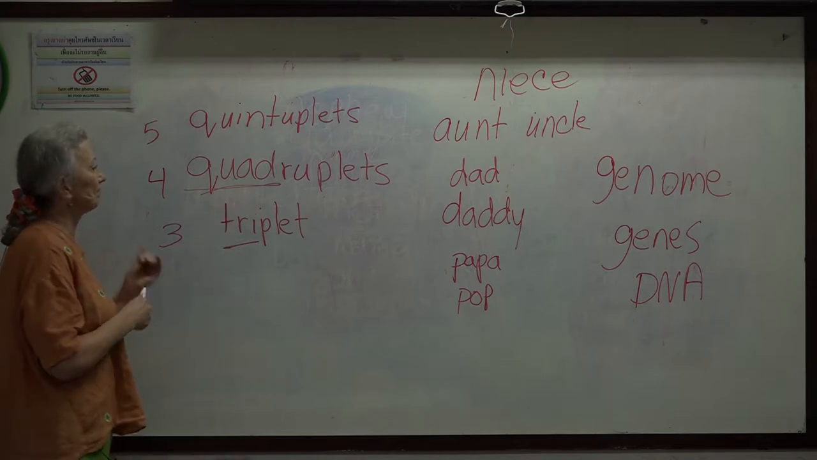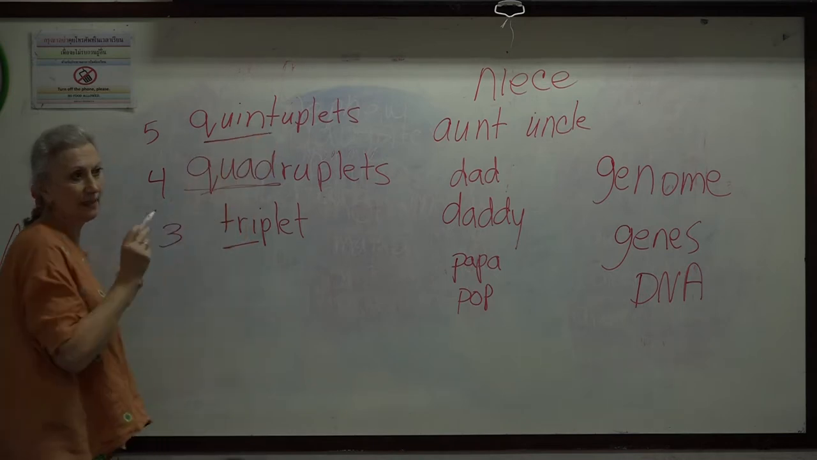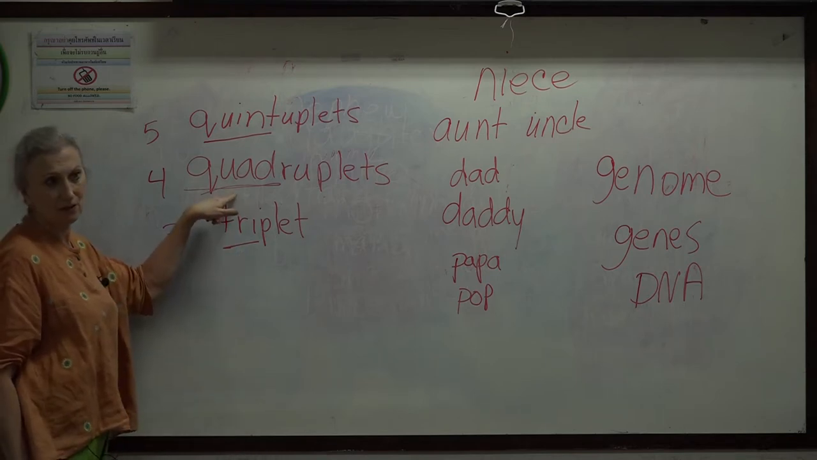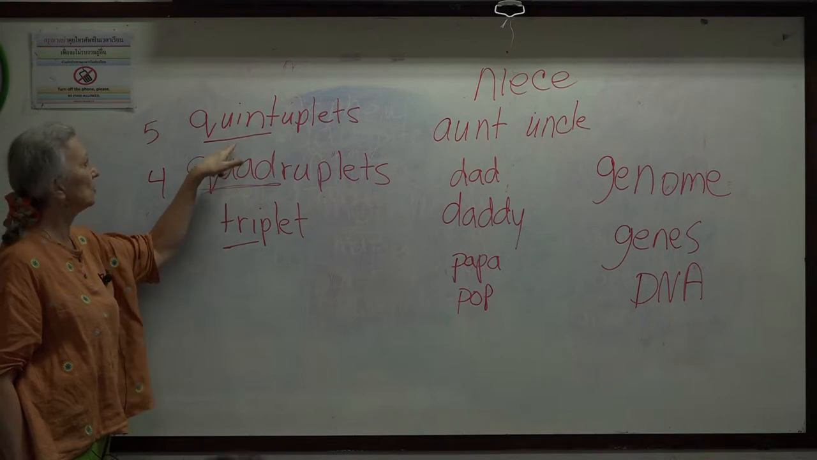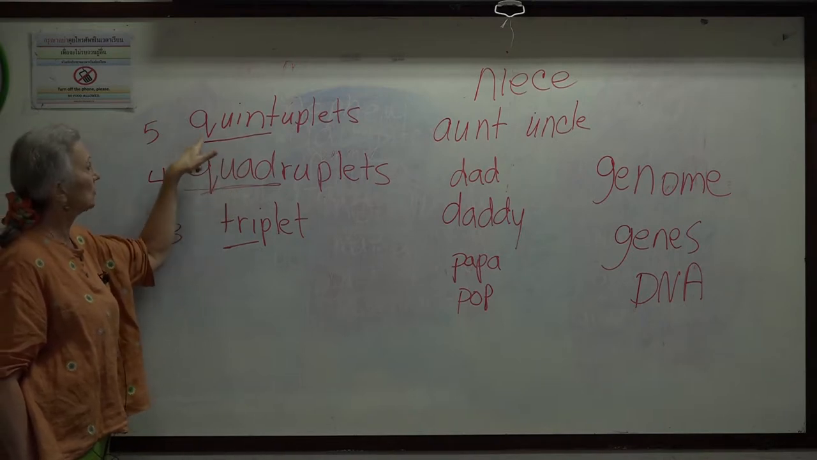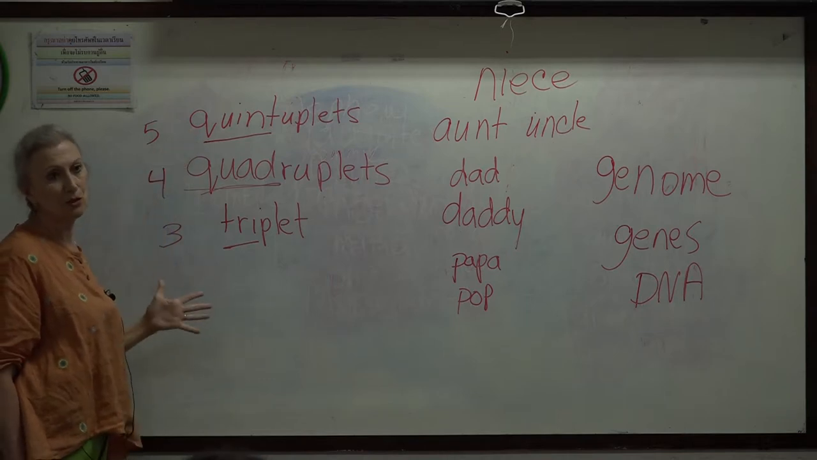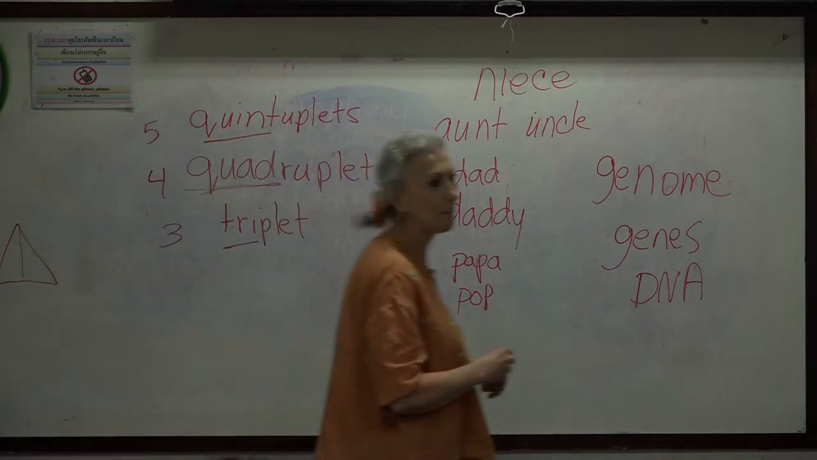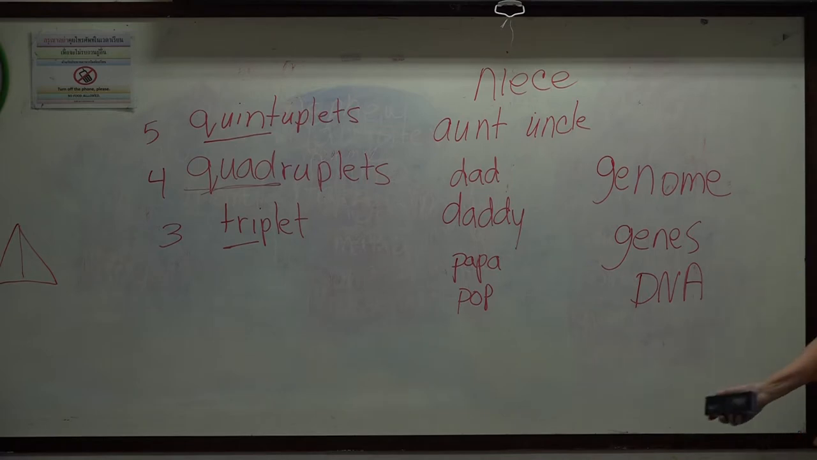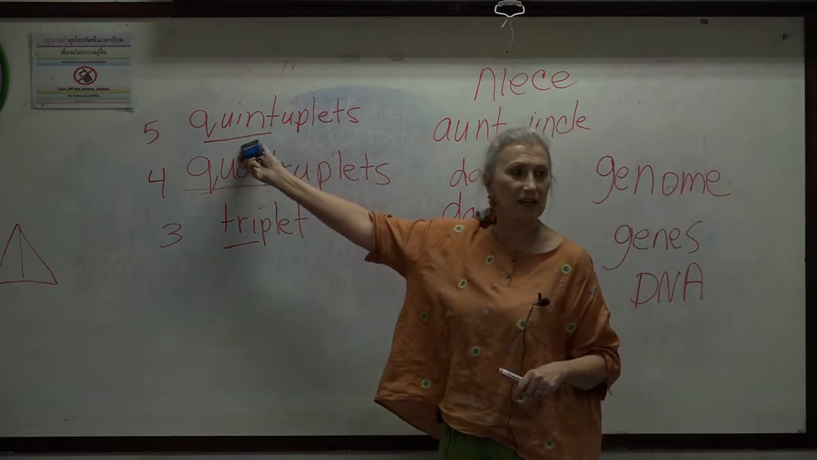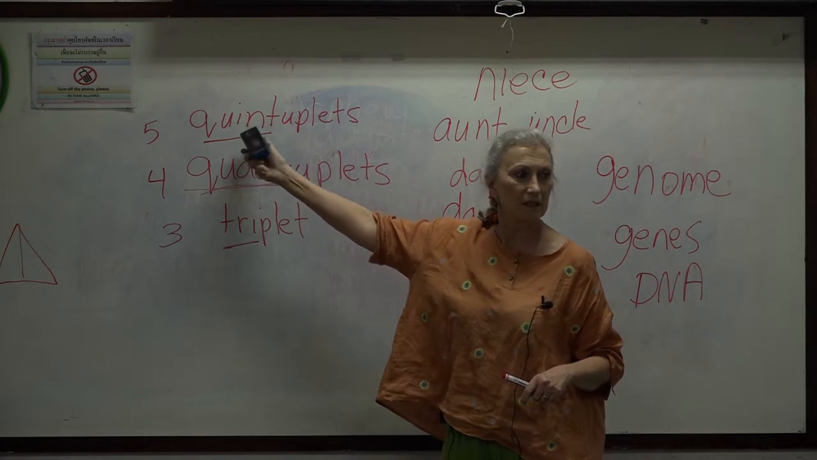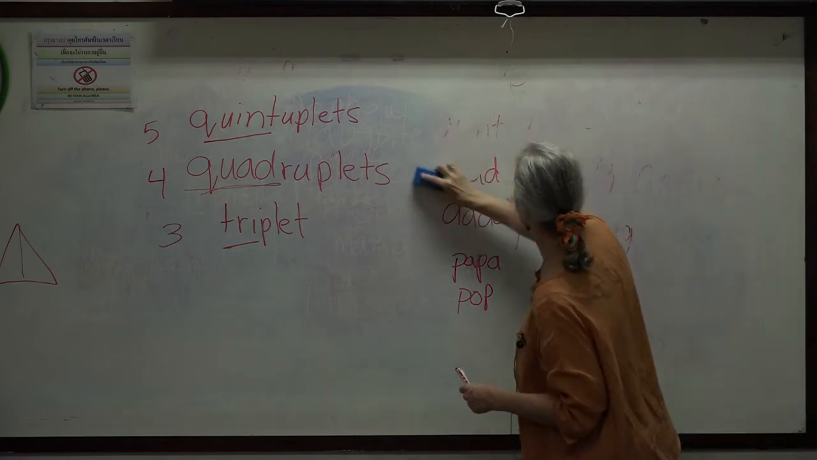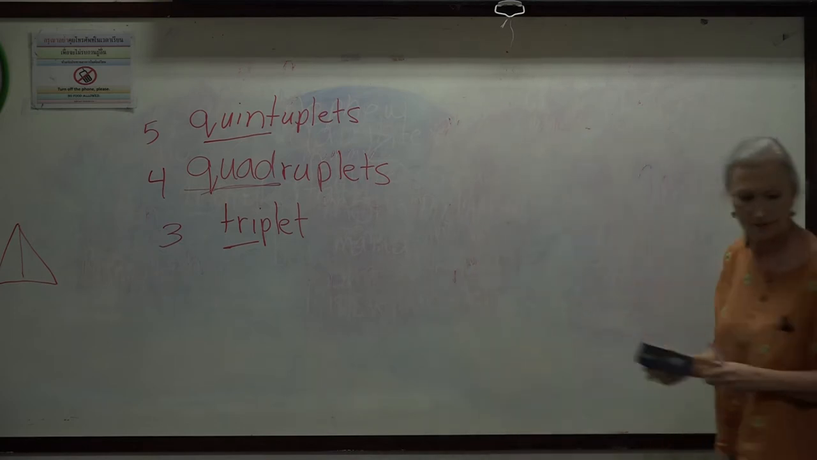So in English words, sometimes the letters that go at the beginning will tell you something about the word. So when you see quint, you know it's got something to do with five. Quintuplets. Q-U-I-N-T-U-P-L-E-T-S.